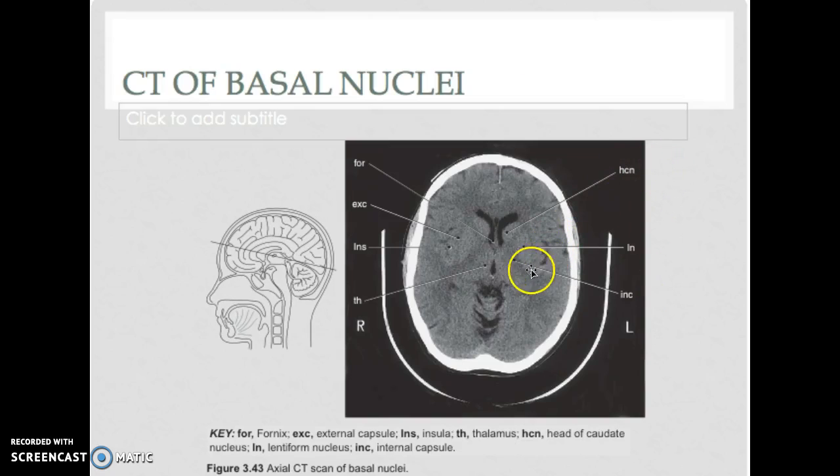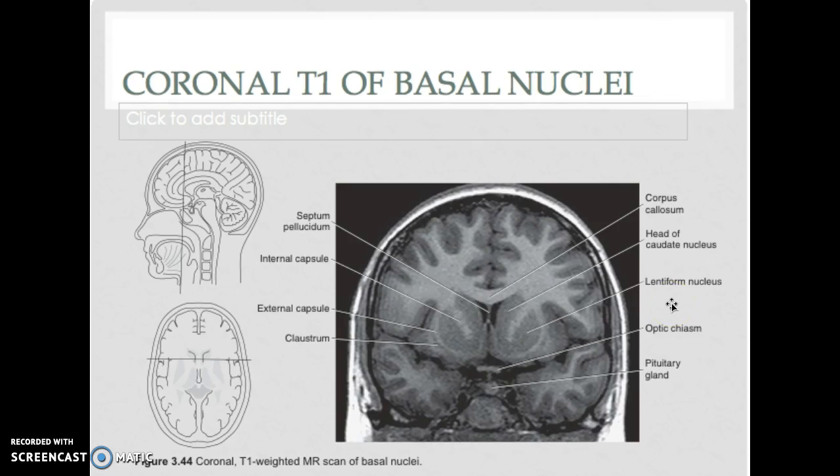On CT, as you can see, it's hard to see. So here is the head of your caudate nucleus, and here, it's hard to see, is your lentiform nucleus. I wouldn't have you label it on a CT, as you can see. Very difficult to see. Now that you know what you're looking for, you can see the two, but it's still very hard.